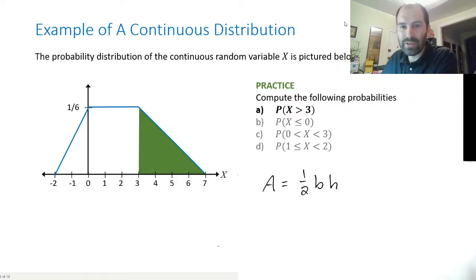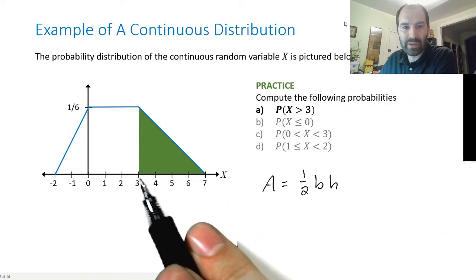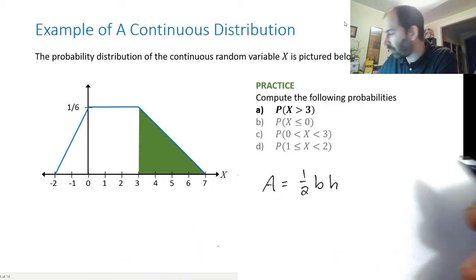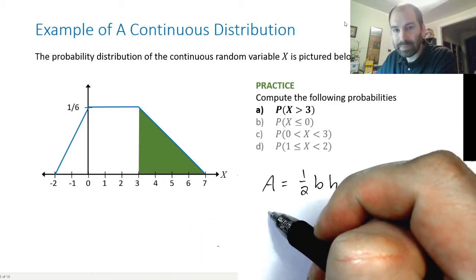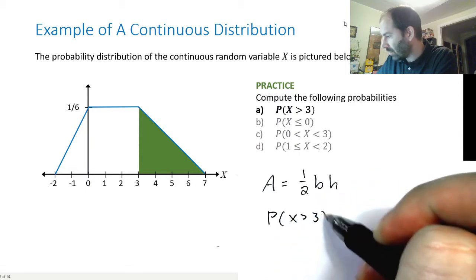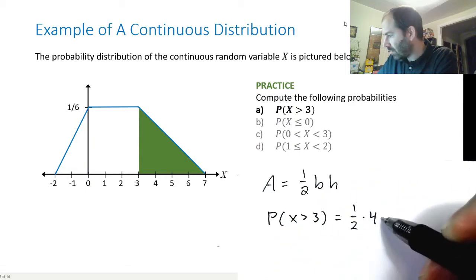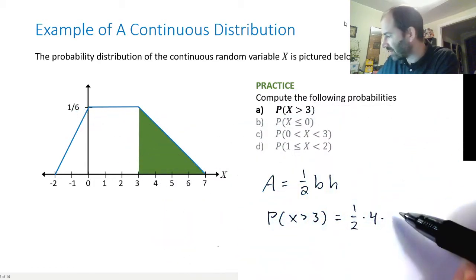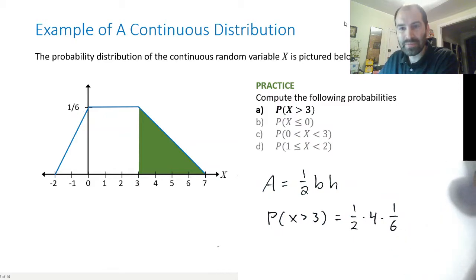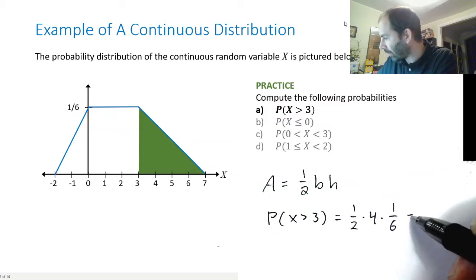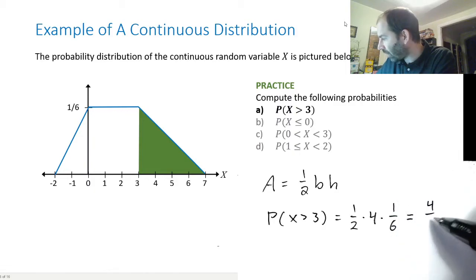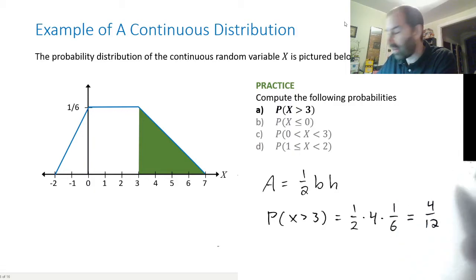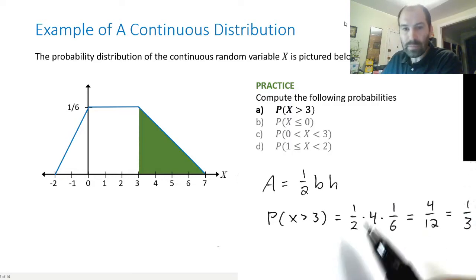Okay, so let's do that. What's the base of this triangle? Well, it's 1, 2, 3, 4. It's 4 long. And what's the height? The height is, it says over here on the y-axis, 1/6. So this is going to give me my probability. It looks like it's 4 out of 12. If I want to simplify that fraction, reduce it to lowest terms, I would get 1/3. All right, let's go to the next one.